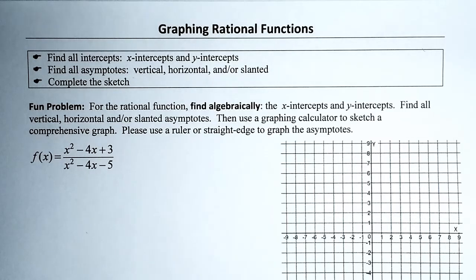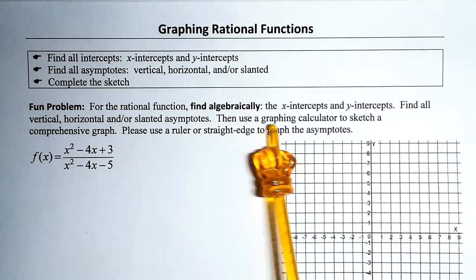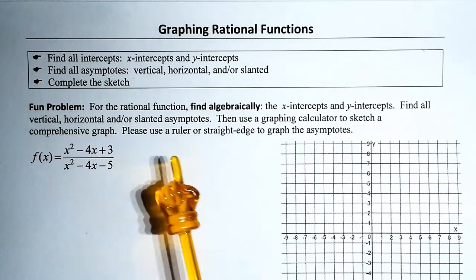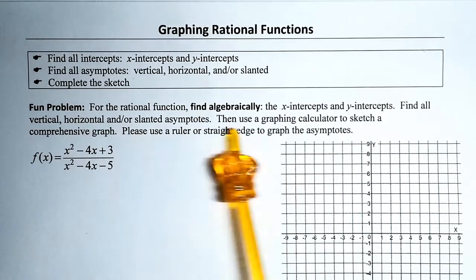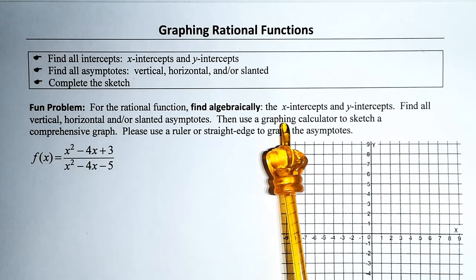Hi guys, today we are going to be graphing rational functions. We are going to graph them by finding all the characteristics by hand or algebraically, and then we will use our technology or graphing calculator to complete the sketch. So let's go ahead and do this. The directions read that we are to find algebraically the x and y intercepts, find all asymptotes, so vertical, horizontal, and slanted, and then we can use our calculator to complete the sketch.